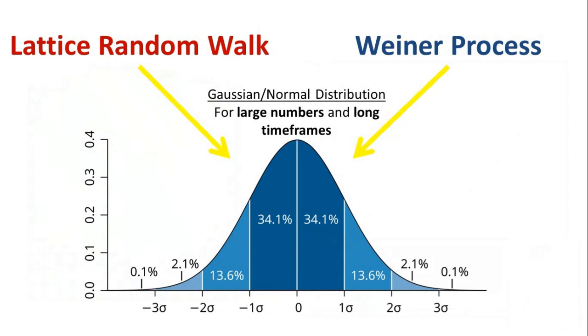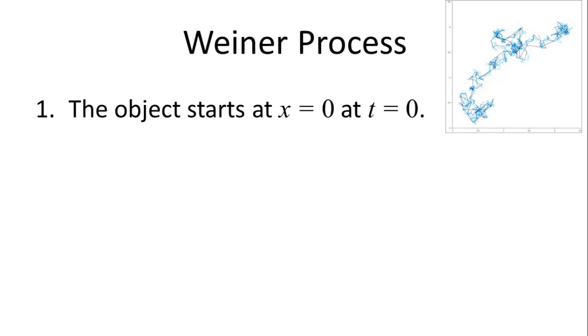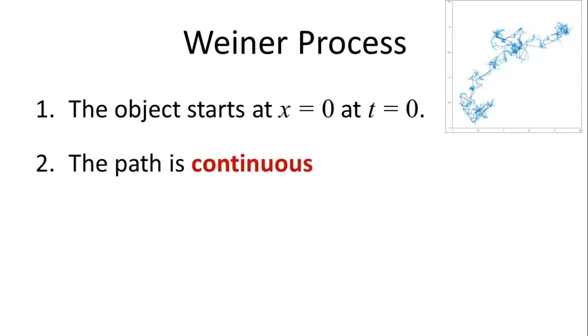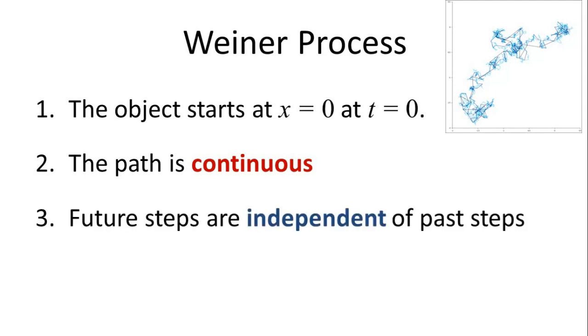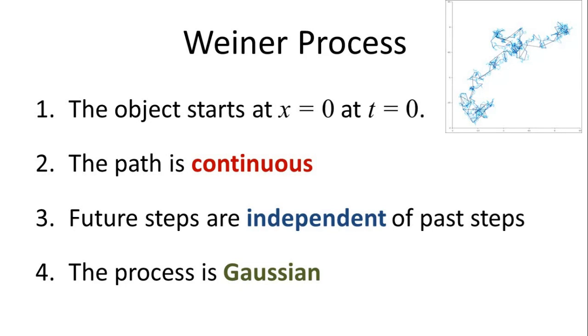To understand why these processes work for modeling physical diffusion, let's look at the list of requirements for the Wiener process. 1. The object starts at position 0 at time 0. 2. The path is continuous. 3. Future steps are independent of past steps. 4. The process is Gaussian. The first rule is a technicality, a bit of initialization or normalization, as you might say. No need to go over it for our purposes. Let's go through each of the other rules and see how they apply to our energy and mass transport processes.